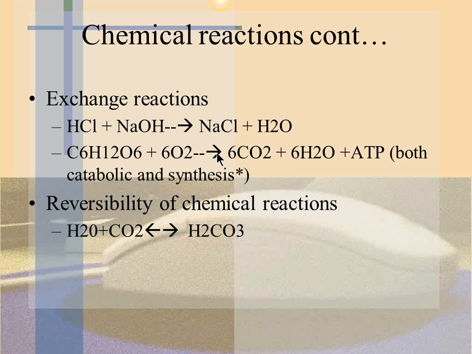The next type is exchange, and this is very simple, where you're exchanging the elements. Let's look at this one where hydrochloric acid and sodium hydroxide are reacting. The hydrogen from the hydrochloric acid reacts with the hydroxide, forming water, and the sodium reacts with the chlorine. So you can see, if you had AB plus CD, you get AC plus BD. This is where the elements are exchanged between each other.